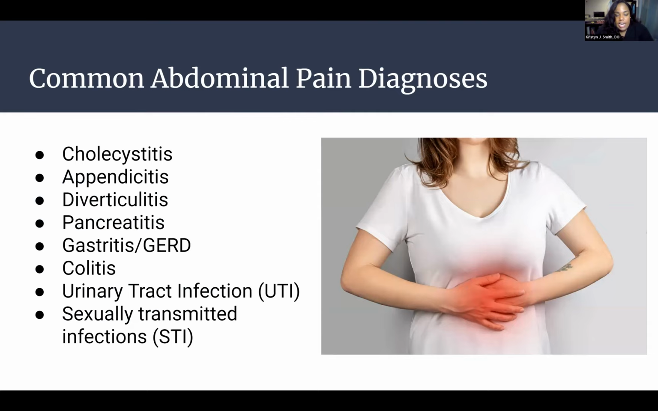And then just reiterating our common abdominal pain diagnoses. So cholecystitis, we talked about what acute cholecystitis would look like on the ultrasound, what physical exam findings you may notice. Appendicitis, we talked about pathognomonic physical exam findings for appendicitis. We also discussed a little bit about diverticulitis, a little about pancreatitis, gastritis, GERD, colitis, UTI, STIs. So these are all diagnoses that you want to make sure that you are considering when a patient presents with abdominal pain.